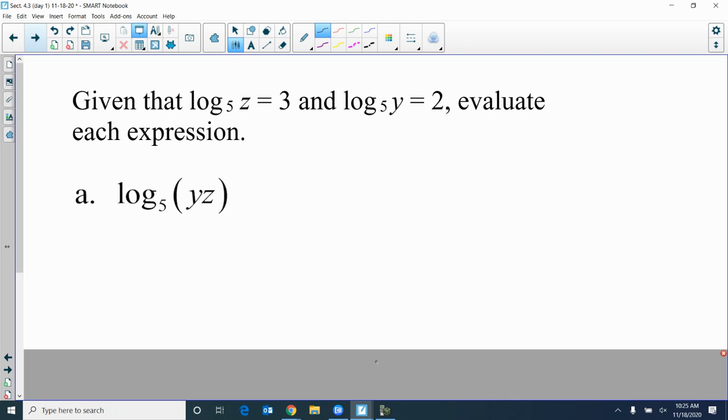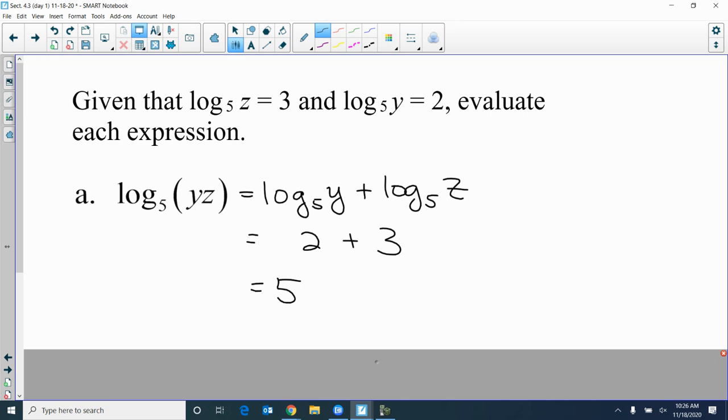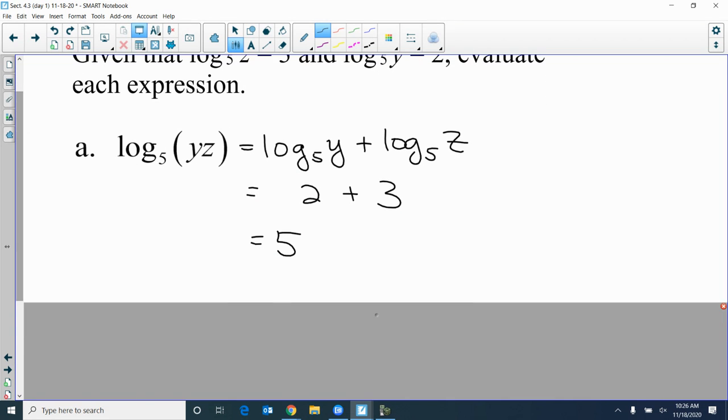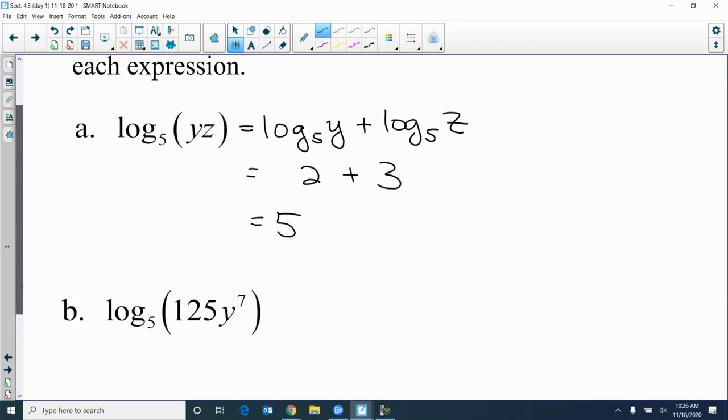If this is a product, then I can rewrite that as the log base 5 of y plus the log base 5 of z. Once you got it like that, you can do substitution, because the log base 5 of y, we already said, is 2, plus the log base 5 of z, which is 3. And now in that case here, we get 2 plus 3, which is 5. So in the end, it just equals 5. All right, take a look at this one here.